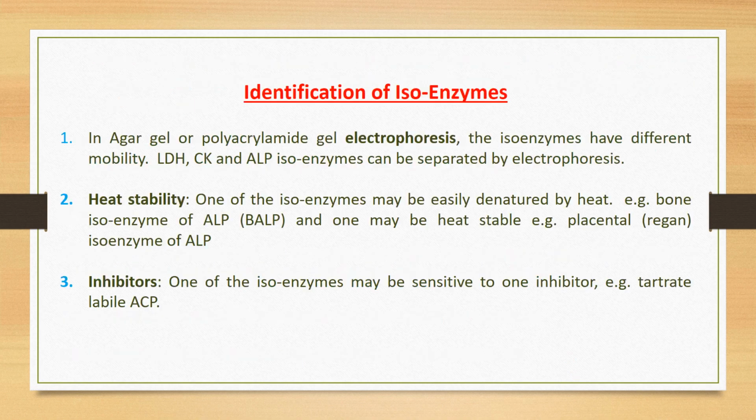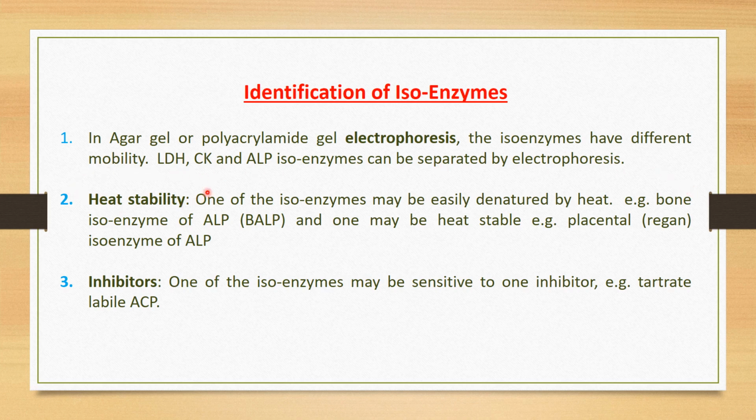Now, identification of isoenzyme. How do you identify or separate the isoenzymes? First and foremost is electrophoresis, because different isoenzymes have different mobility in the electric field. By utilizing this fact, we can separate them by electrophoresis, either by polyacrylamide gel electrophoresis or PAGE, or by agar gel electrophoresis. So lactic dehydrogenase, creatine kinase, and alkaline phosphatase may be separated by electrophoresis.